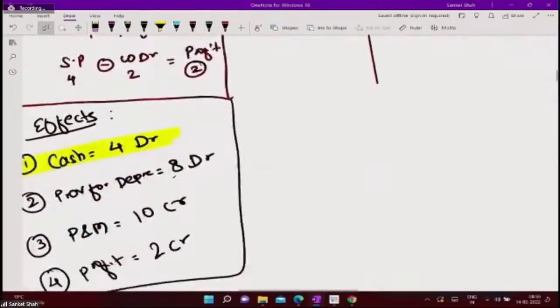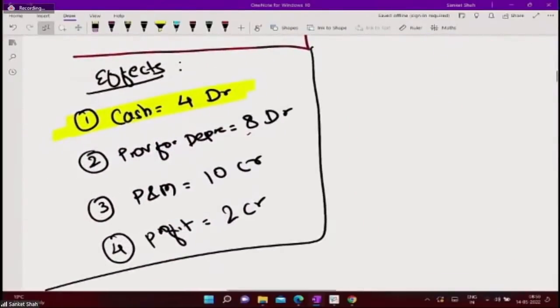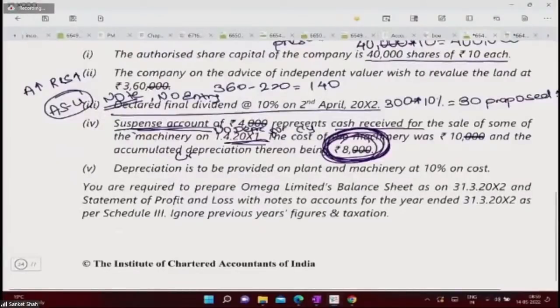So these are the ultimate effects. Out of that, what are we going to record? Cash we already recorded in the wrong entry, but we have not recorded all these three figures. Now we will record this. Provision debit, P&L credit. So you can write now on the question. What is the rectification entry? Provision for depreciation, in exam, cancel it. Then suspense cancelled by 4. To plant and machinery cost, in exam use shortcut, and to profit on sale 2.